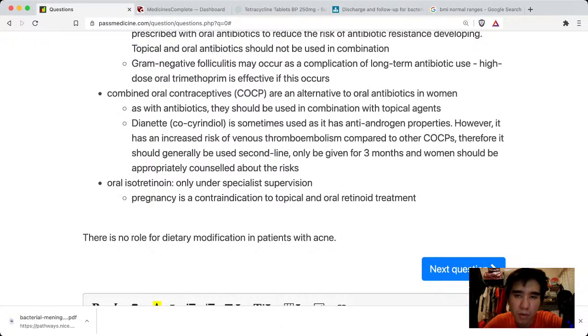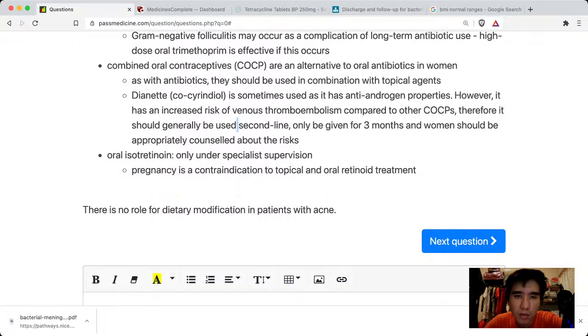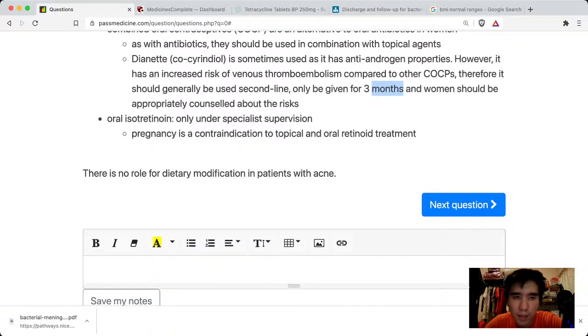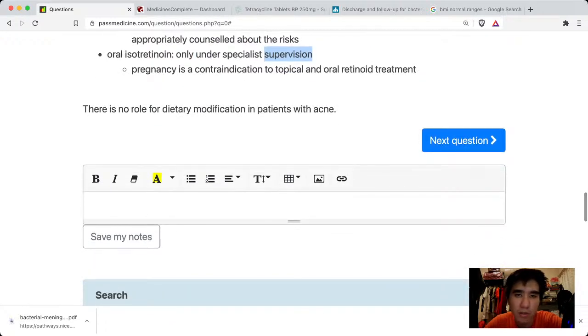COCP is an alternative to oral antibiotics in women. As with antibiotics, they should be used in combination with topical agents. Co-cyprindiol is sometimes used, as it has anti-androgen properties, but has increased risk of VTE compared to COCPs. Generally be used second line, only be given for 3 months. Counsel about the risk. Isotretinoin only under specialist supervision. Pregnancy is a contraindication.